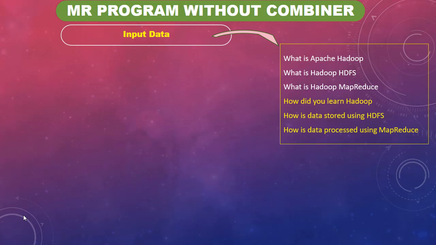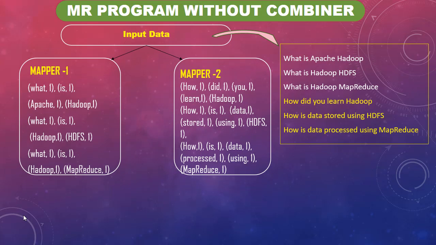Okay. So this is the input data I have taken. There are 6 records. I assume that there are 2 mappers running in the cluster. The first 3 records are given to mapper 1, and the second set of 3 records is given to mapper 2. Okay, so as we already saw the word count mapper code, I have directly given the result of this mapper. This is called intermediate key value pairs.